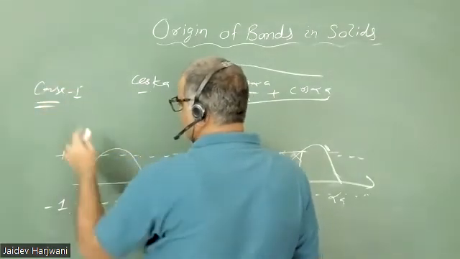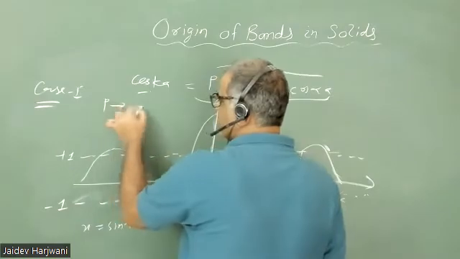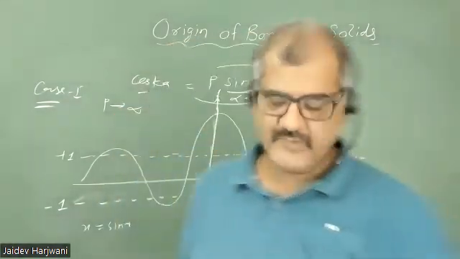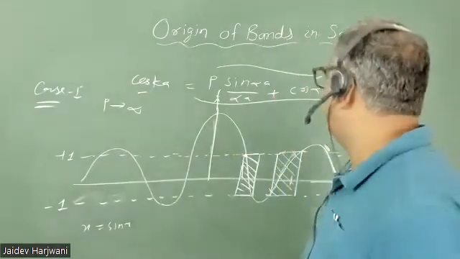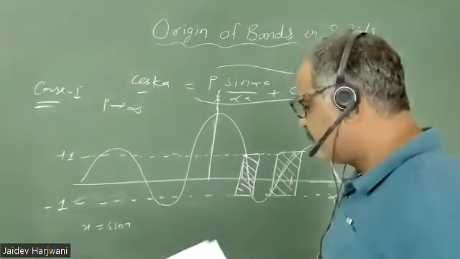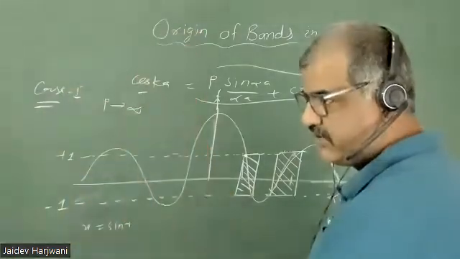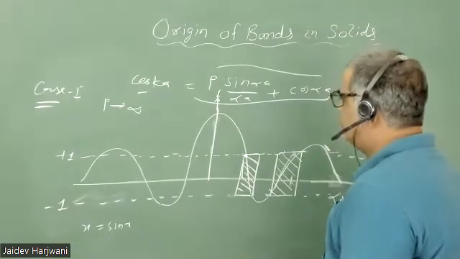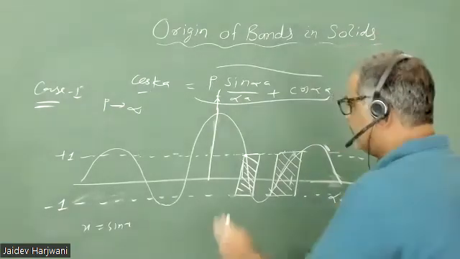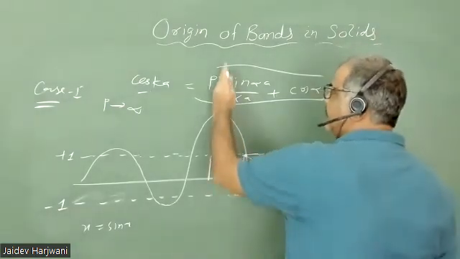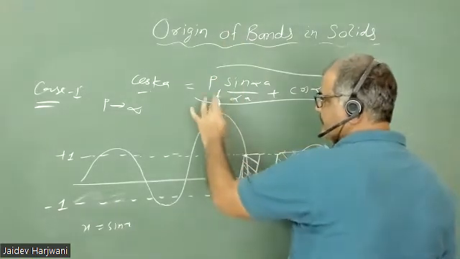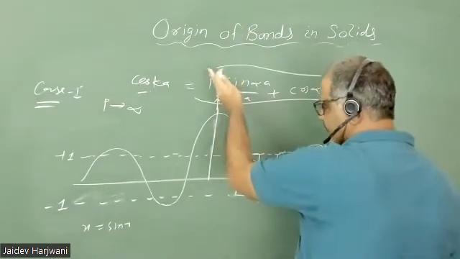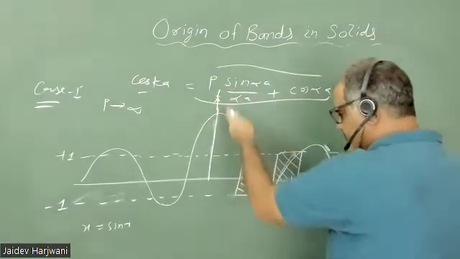Case 1. If P tends to infinity, P shows the strength of this potential. The P value I showed you depends on the step V0 and the b. So what will happen if P is infinite? This graph will go upper and upper. If P is high, then these values go upper and upper. Then this slope will become sharper and sharper.